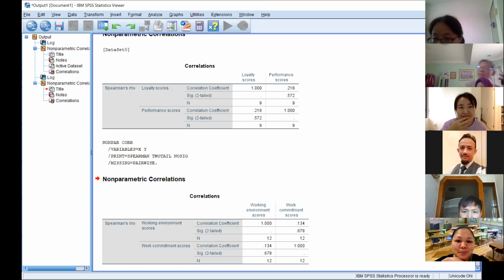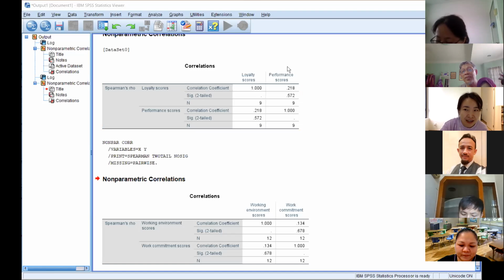Okay, so when it is numeric and 0 means something, therefore the scale for working environment is interval. Okay, the next question. Zhao Zhu, what should be the scale of measurement for work commitment? Nominal, ordinal, interval, or ratio? Also interval, because it is numeric where 0 means something.